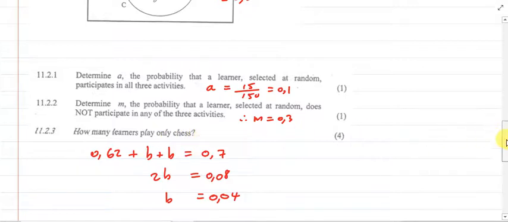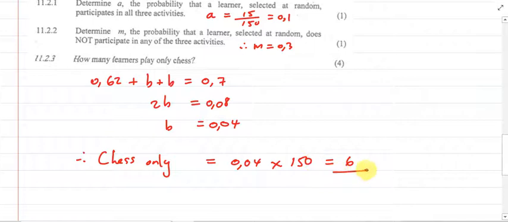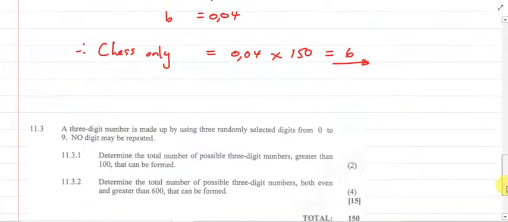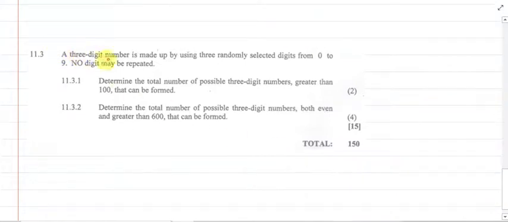How many learners play only chess? So we are talking about this region over here. Only chess is 6 learners, so basically 6 learners out of 150. So that's your solution, right? 6. Let us look at question 11.3.